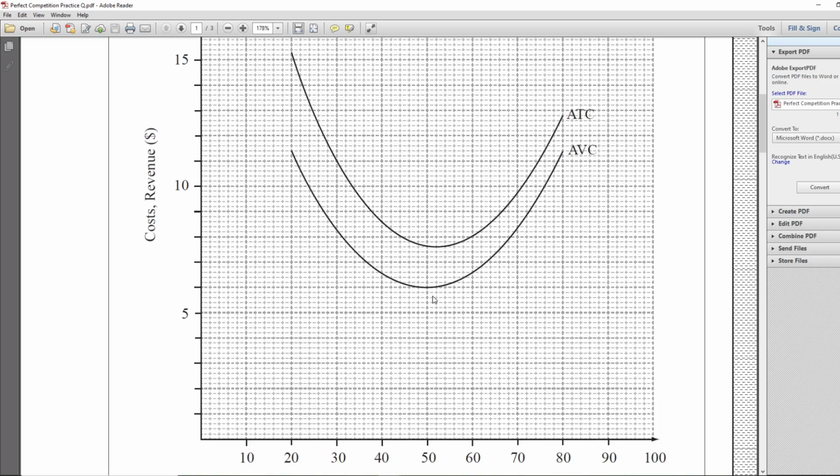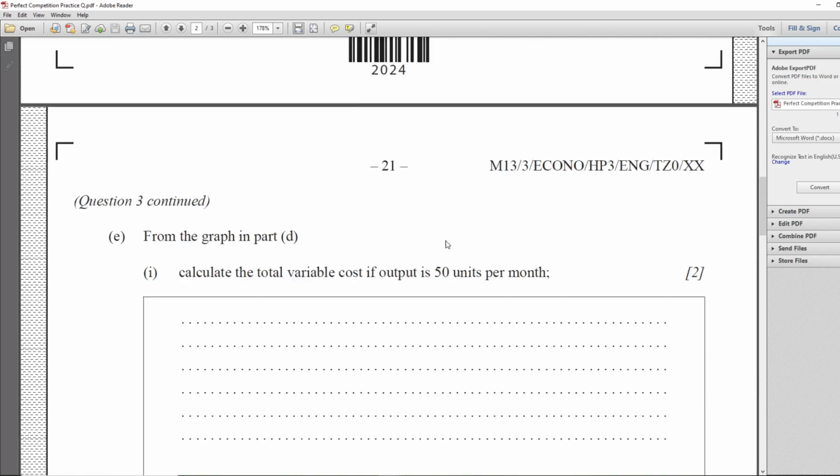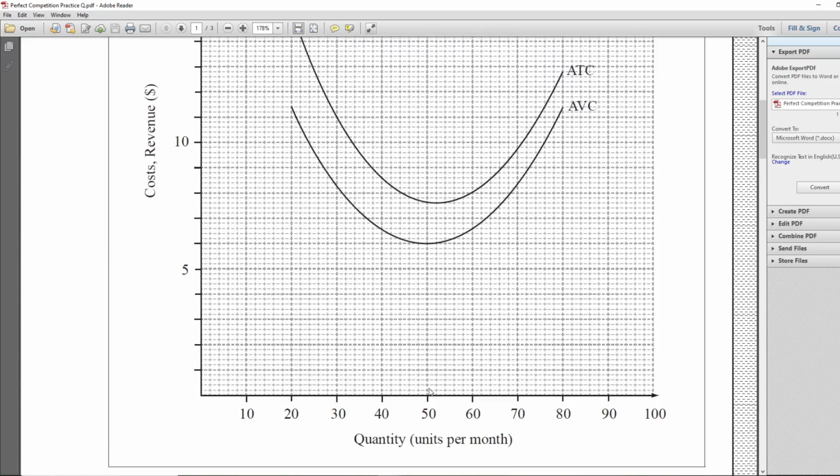Let's take a look at this. Here is your output being asked, 50 units. So at 50 output, right here, the average variable cost is this one here, 6. If you're trying to find the total variable cost, you just have to multiply this average variable cost with the output. So 50 times 6, then you will get the total variable cost.